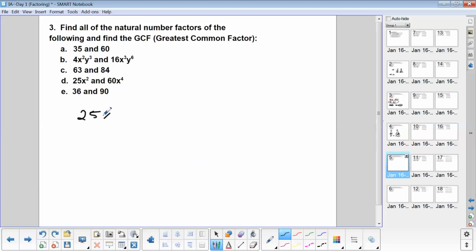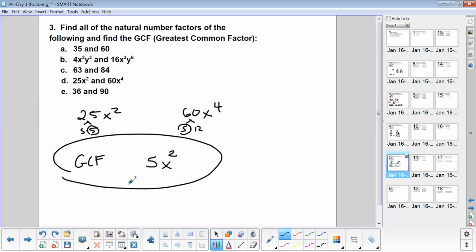Next one we're looking at is 25x squared and 60x to the fourth. Notice you're working with x squared and x to the fourth, so you probably have a good idea of how many x's would be involved here as a greatest common factor, and it would be 2 because it's the smaller of the 2 exponents. 25 and 60. Well, now you're thinking, that's 5 and 5, and 60 would be 5 and 12. Notice they both have a 5 in common, but now you look at these other two, 5 and 12. Did they have anything in common? And the answer is no. So your result would just be 5x squared as your greatest common factor.